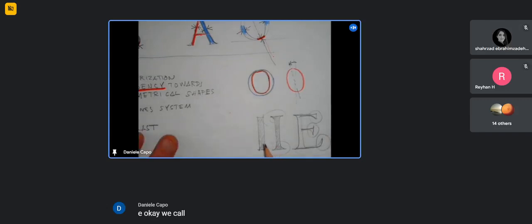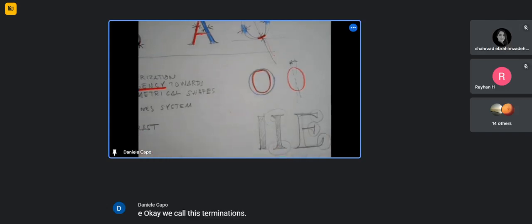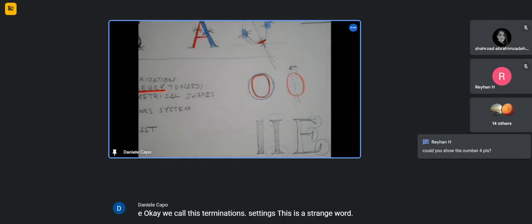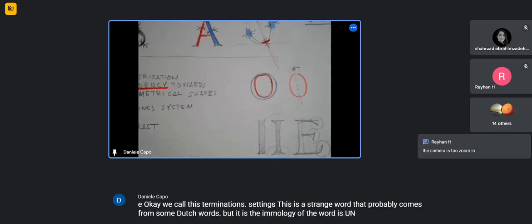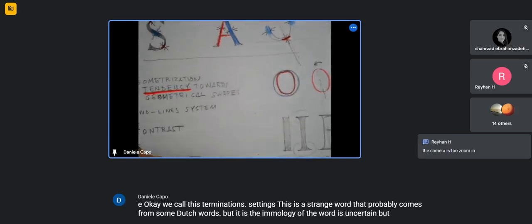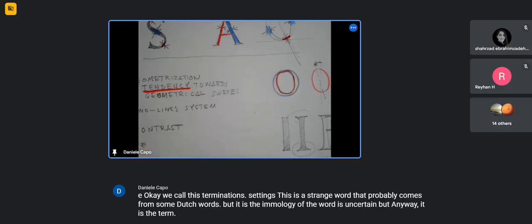Okay, we call these terminations serifs. This is a strange word that probably comes from some Dutch words, but the etymology of the word is uncertain. But anyway, it is the term that is used.